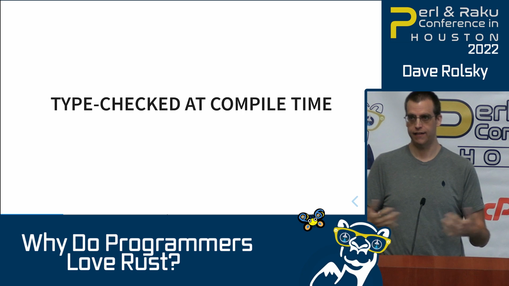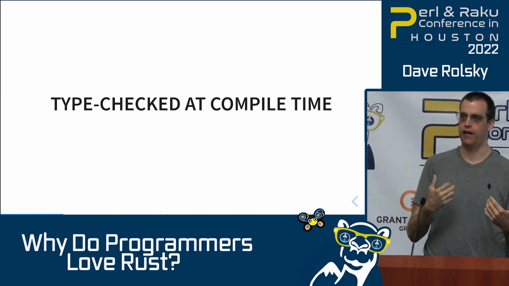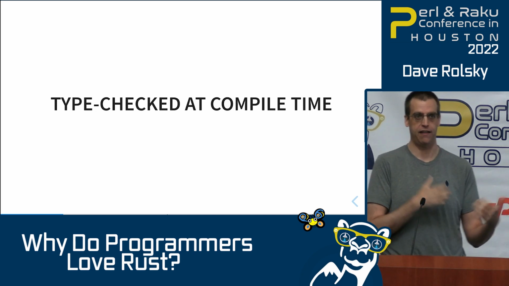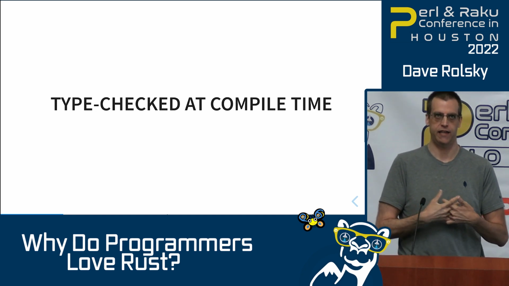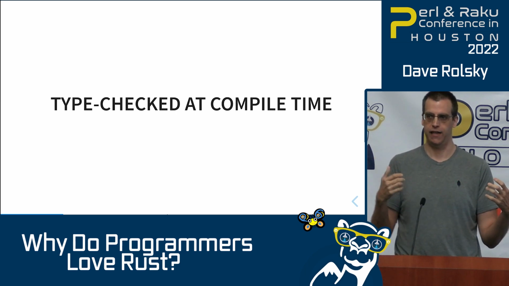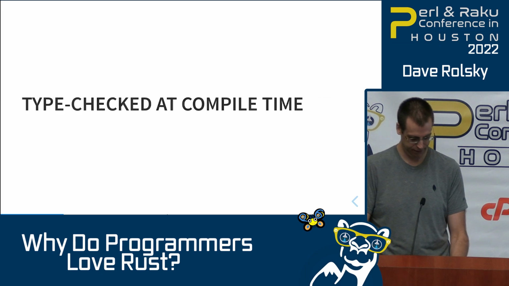It is type checked at compile time, so unlike Perl. It has a really powerful type system, and we'll see a bunch of examples of that, and that's one of the things that I personally really enjoy about Rust: the power and flexibility and kind of intelligence of the type system is really nice.